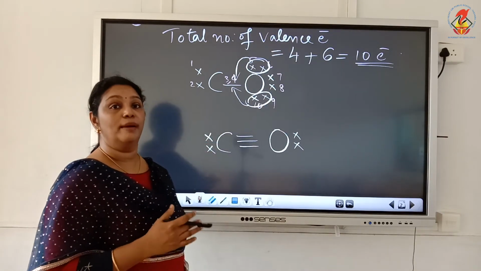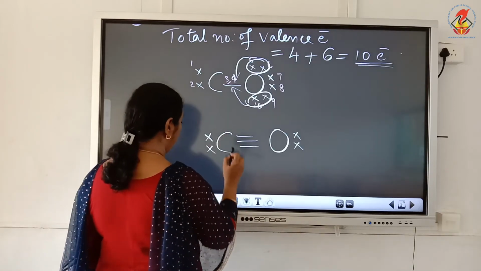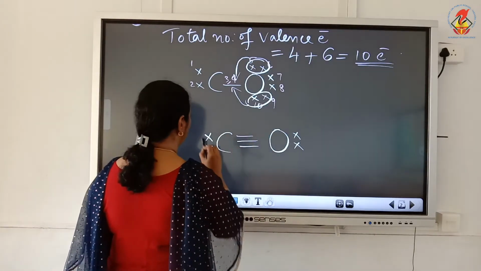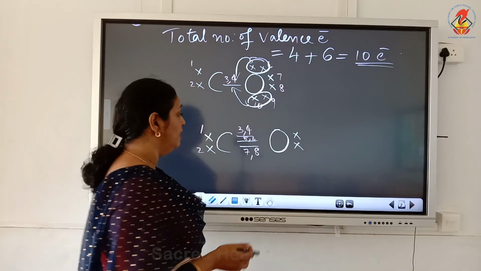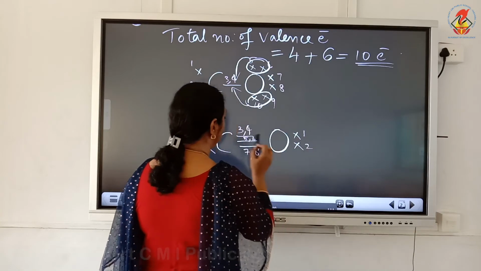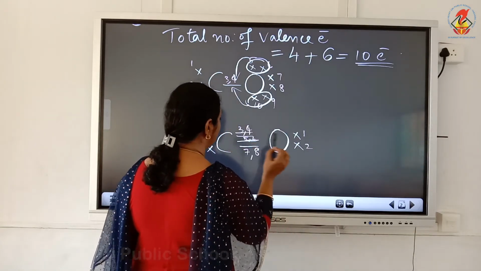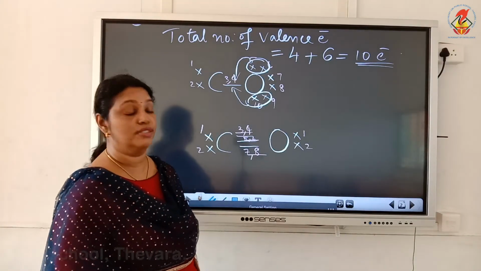Now, you check the number of electrons around carbon and oxygen. This is around carbon. You can see 1, 2, 3, 4, 5, 6, 7, 8. 8 electrons. One bond means 2 electrons. So, 8 electrons. Octet around carbon is complete. Now, look at the octet around oxygen. Oxygen has 1, 2. Again, we have 3, 4, 5, 6, 7, 8. 8 electrons.